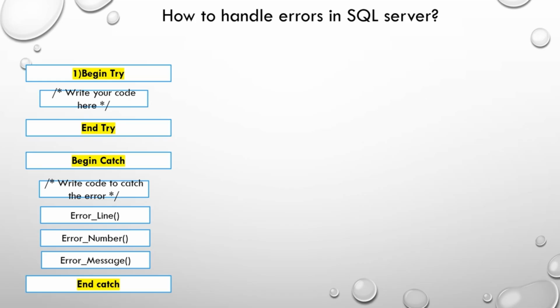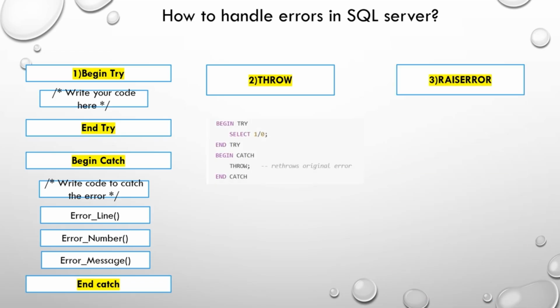The next important method is the THROW function. THROW is used to rethrow the original errors. It's cleaner and more accurate than the RAISERROR function. It maintains the original line number and error detail. The next method is RAISERROR. It's older than THROW but still widely used in legacy systems. It raises custom error messages and logs custom warnings.